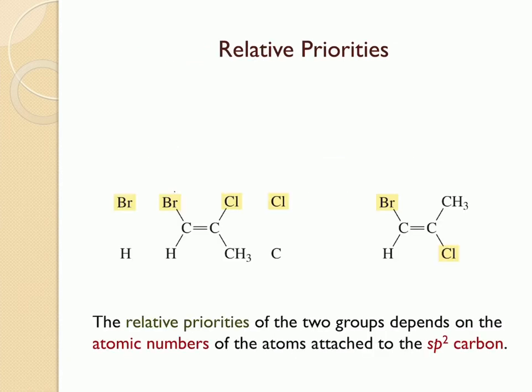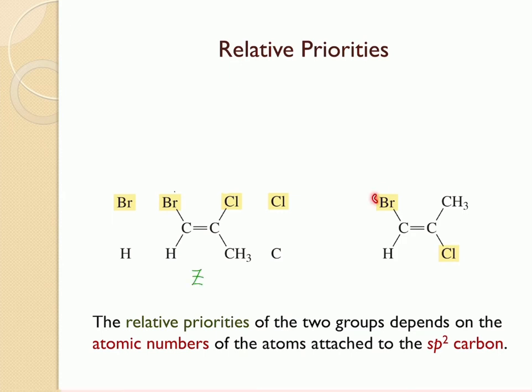In order to find the E and Z configuration of the compound, we have to apply a set of rules. The very first rule is to find the relative priorities of the different groups that are attached to the sp2 carbon. The relative priorities are going to depend on the atomic numbers. Higher the atomic number, higher would be the priority. In this compound, the two high priority groups are on the same side of the molecule, and therefore this is going to be Z.